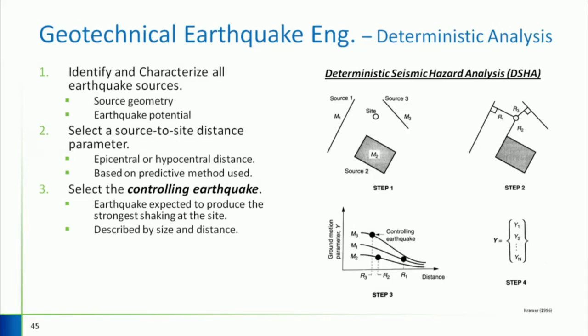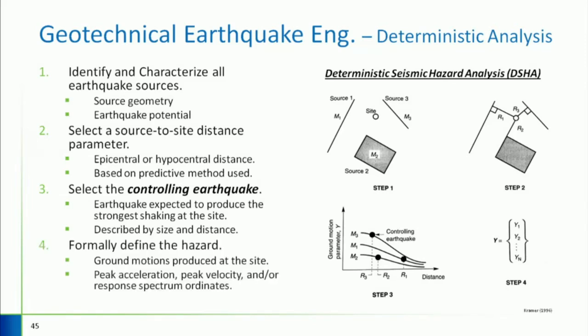You have to select a controlling event. So of all of these, which one's going to give us the highest result? And then you formalize your hazard and give it values. This works great because it ends up with a particular site. In the southeast, like Charleston, that is the dominant event. No other event is going to contribute to your hazard, so that is a very good method to use. If we're in the upstate, however, you saw that Union Fault that's a lot closer, and it could contribute to this. So then you have to go to a probabilistic one.